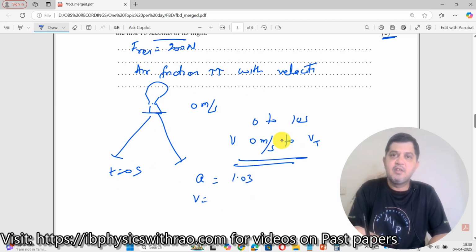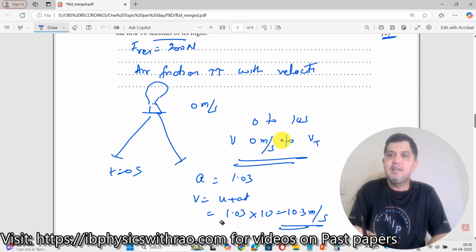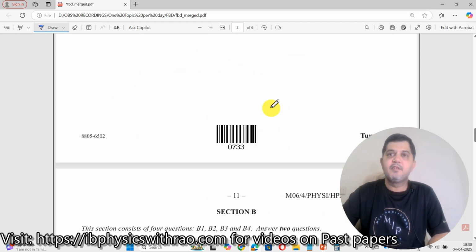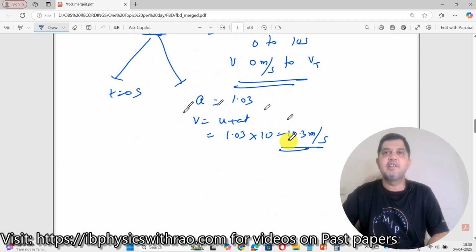So v equals u plus at. This should be equal to 0 plus 1.03 times 10, which is equal to 10.3 meter per second. So you see, from 0 meter per second to 10.3 meter per second, the velocity kept on increasing. With this, we come to an end to this particular question.